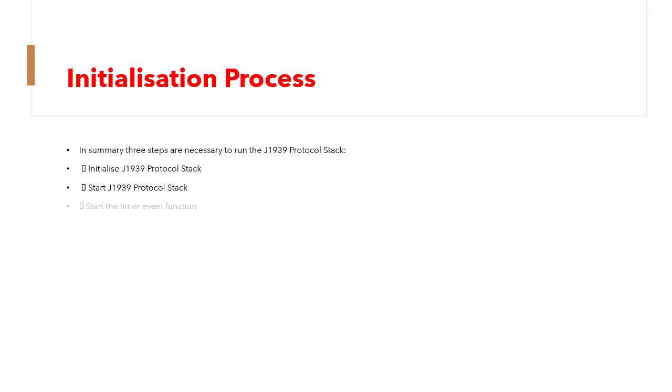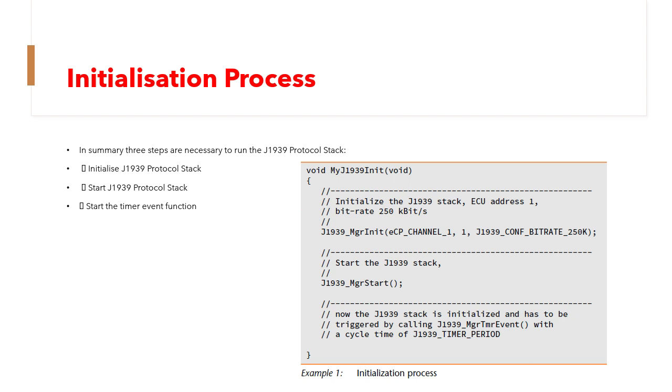I'll just pop up a small program here. So here we initialize the stack. This is the function for initialization. The initialization function of the J1939 protocol stack has to be executed prior to any other API functions, that is application program interface functions, before we start. See, MGR init ECP channel 1, J1939 configuration bitrate _250k; this macro has been called in that function. Initialize J1939 stack, ECU address is 1, bitrate is 250 kilobits per second, that's the meaning of this. And you start J1939 manager start, and now the J1939 stack is initialized and has to be triggered by calling manager timer event with a cycle time of J1939_timer period.